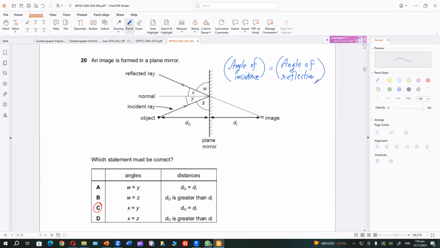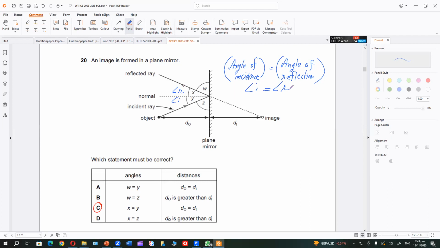Angle of incidence is equal to angle of reflection. So if the two angles are equal, as the ray is coming, this is angle I, this is angle R. Angle I is equal to angle R. And D naught is equal to D1. The distances are always equal.